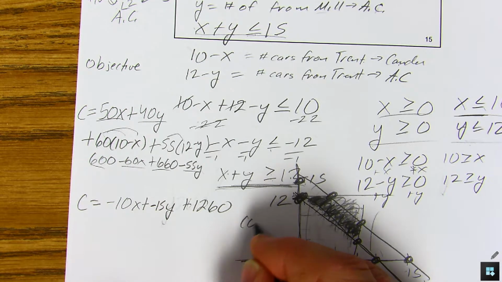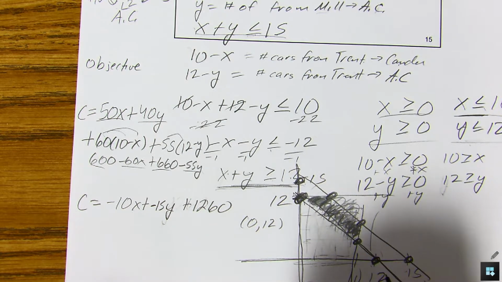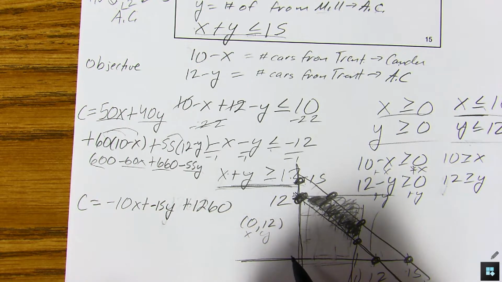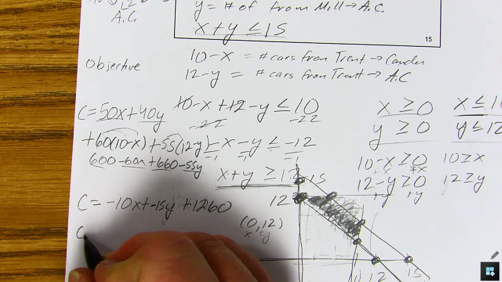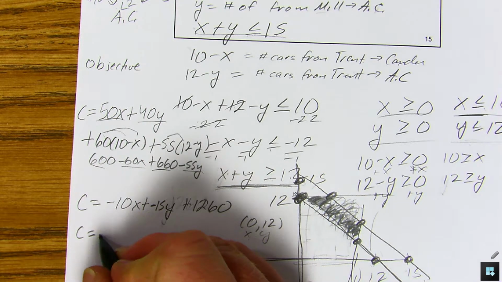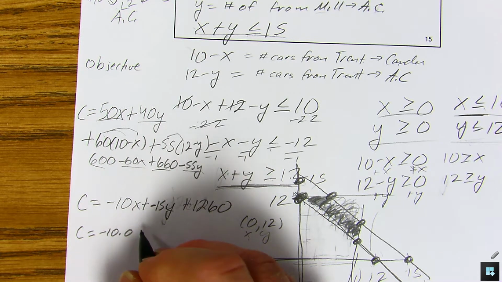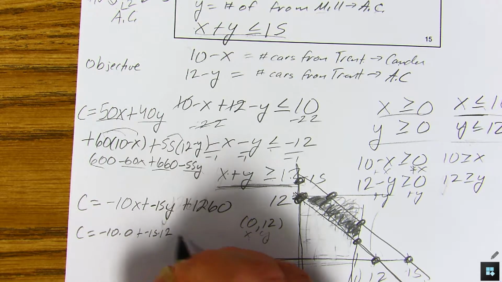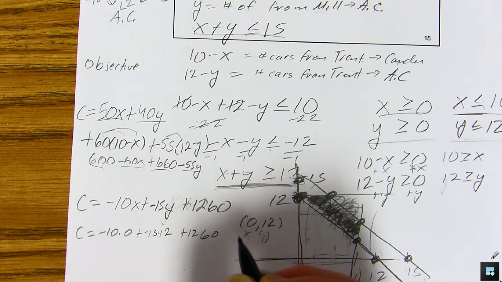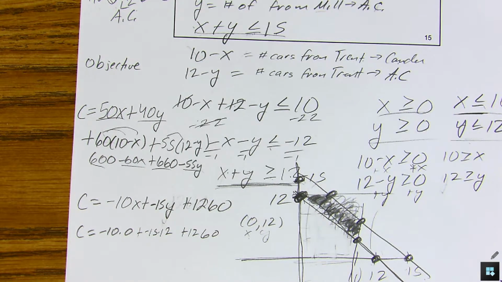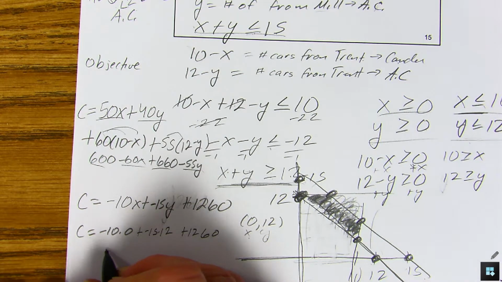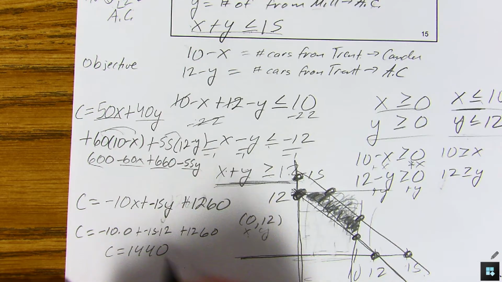So that could be values we put in for x and for y and see what our cost is. So let's do that right now. So our cost, if it's 0 and 12, would be negative 10 times 0 plus negative 15 times 12 plus 1260. So let's see, negative 15 times 12 gives me negative 180 plus 1260 is 1440. So here the cost is 1440.